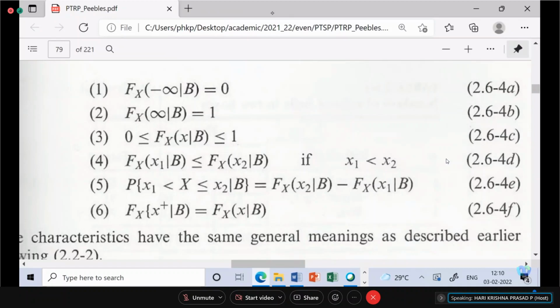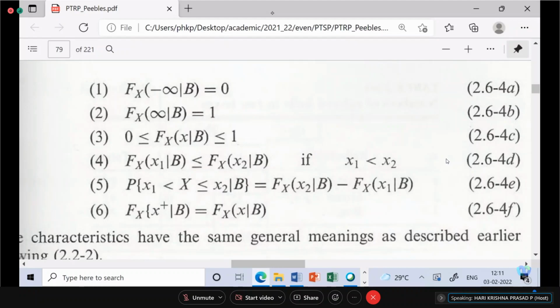When you see the argument for each function in all the 6 properties, just compare these properties with the properties of the distribution function. What is the difference in the arguments? In the case of distribution functions, you did not have the conditioning event. Let us refer to property 1. In the distribution function, it is Fx of minus infinity. Now it is Fx of minus infinity given the event B. What is B? It is the conditioning event.